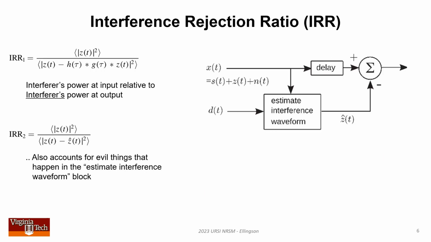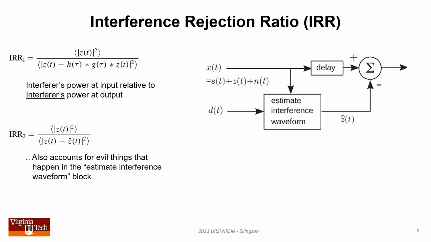So, how does one go about evaluating a canceller? Generally, the metric you would use is some version of what I'm showing here, and I'm calling this interference rejection ratio, or IRR. In plain English, IRR is the power of the interferer at the input divided by the power of the interferer at the output. And that should be simple enough, except there are multiple ways that you can measure interference power at the output. One way is to consider only what the canceller did to the interference, and that gives you what we call IRR sub 1 in the upper left.